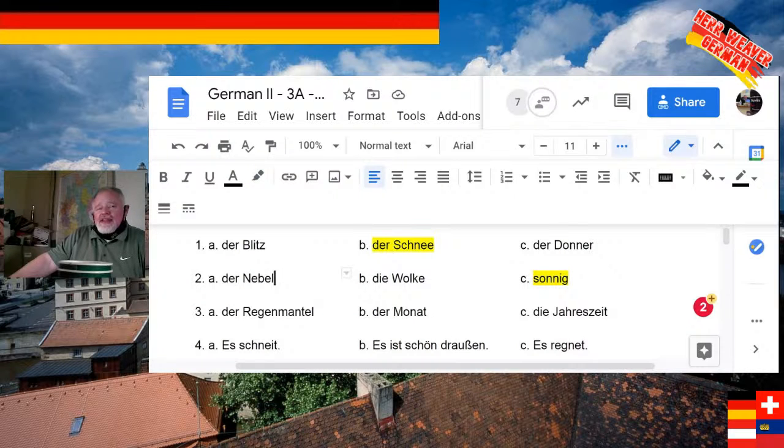What is Nebel? Anyone take a guess? Oh, I remember that. That's fog. And what's Wolke? That's Woche. This is Wolke. That's storm. No, it's a cloud.